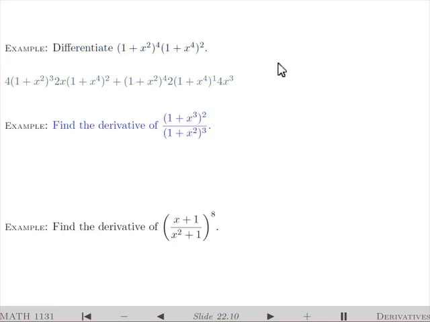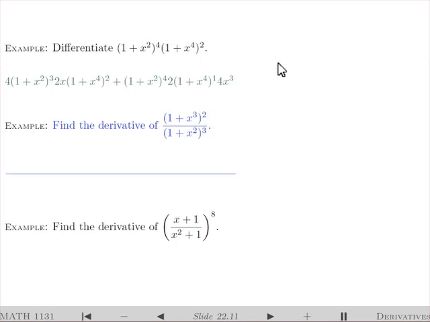Let's look at another example, this time involving a fraction. So here the outside operation is a fraction. The numerator and denominator involve powers. So I will start by using the quotient rule. To differentiate the numerator and to differentiate the denominator, I have to use the power rule and the chain rule together.